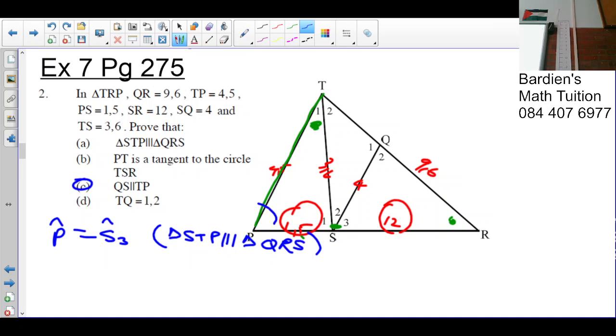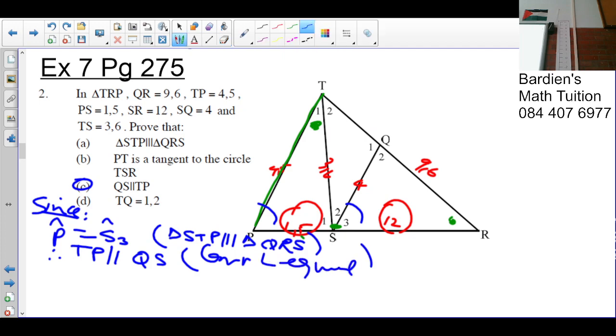Okay, so that angle is equal to that angle. You can even say since, just stating the obvious. So therefore, TP is parallel to QS. Why? Because corresponding angles are equal. Okay, now we can put the parallel lines going through like it.